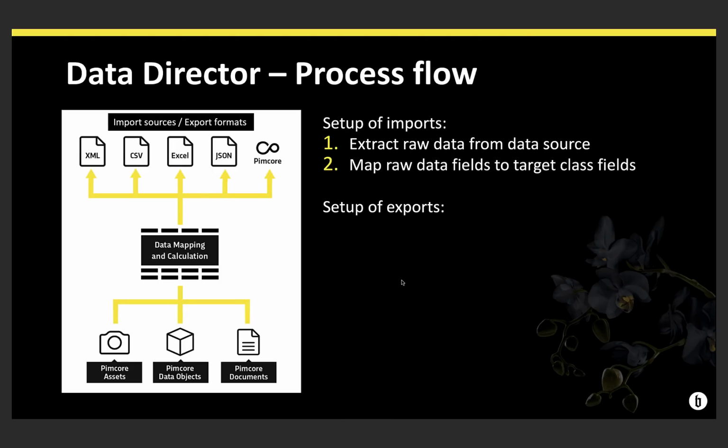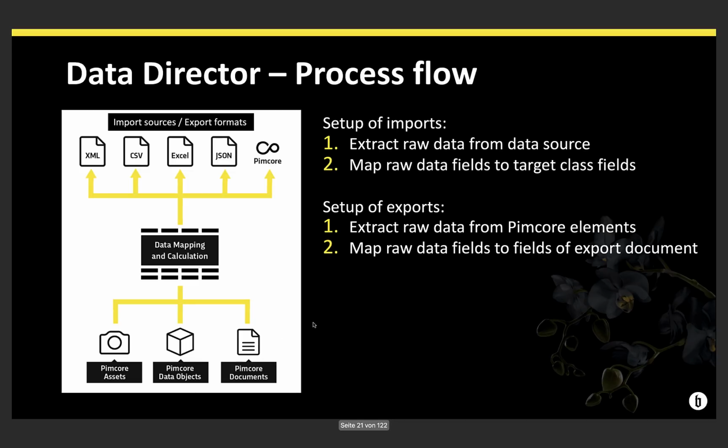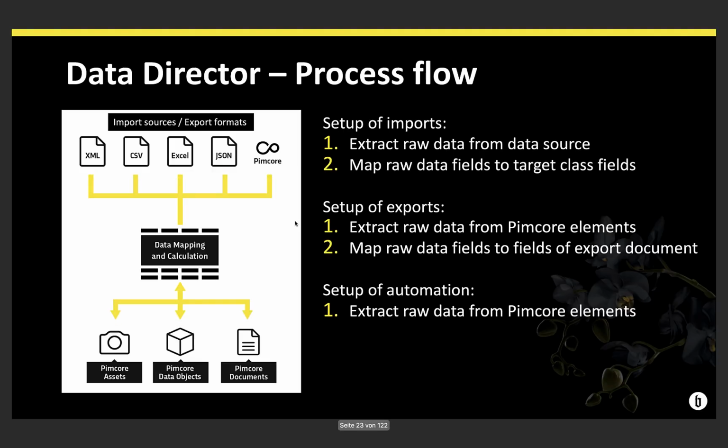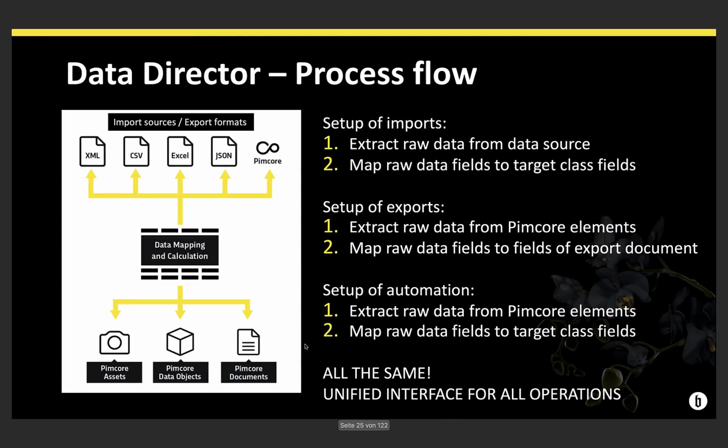When we set up an export, then it's the other way around. We begin at the bottom. First, we extract the raw data from the Pimcore elements and then map the raw data fields to our target export document fields. And when we want to do automation within Pimcore, then we extract data from the Pimcore elements and map the fields to the same Pimcore elements or to other. So in general, this all works the same. The Data Director provides a unified interface for all of those operations.